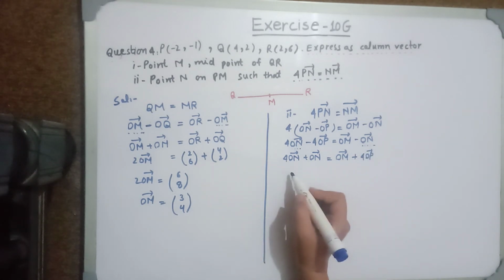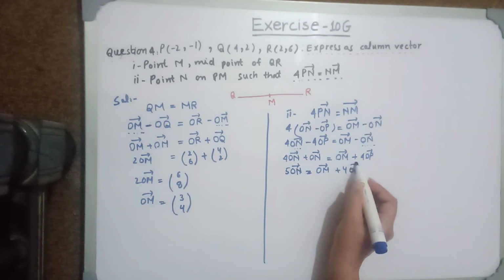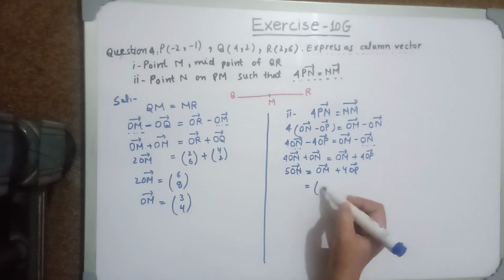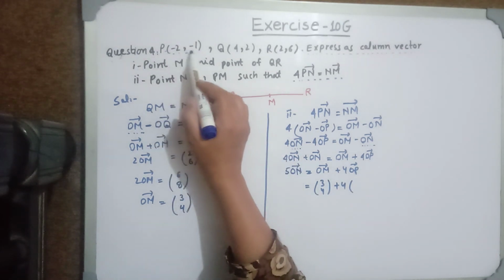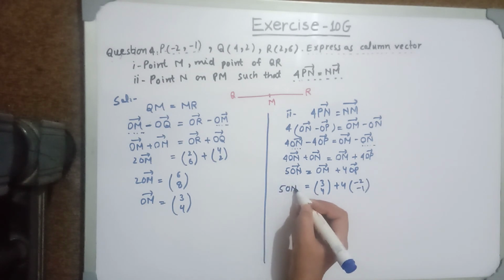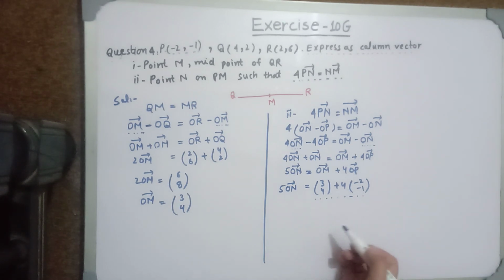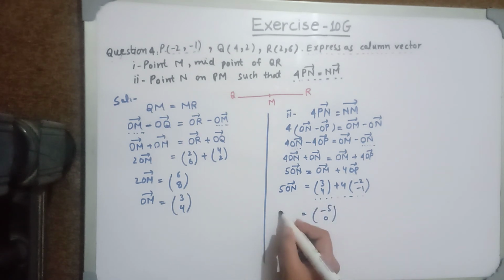Now we're going to substitute the values of the coordinates in this expression, and we will have OM is this point, (3, 4), plus 4 times point P, which is (-2, -1). Okay, and it's equal to 5ON. And on solving these column vectors or simplifying them, you will get (-5, 0) equals 5ON.